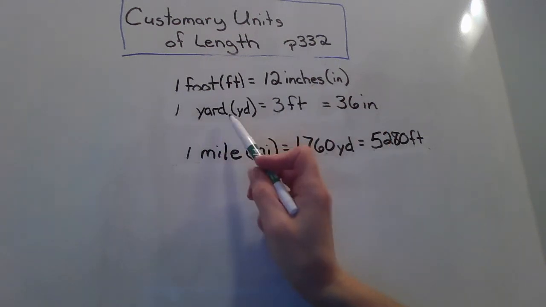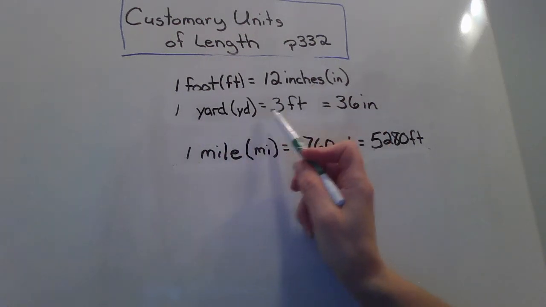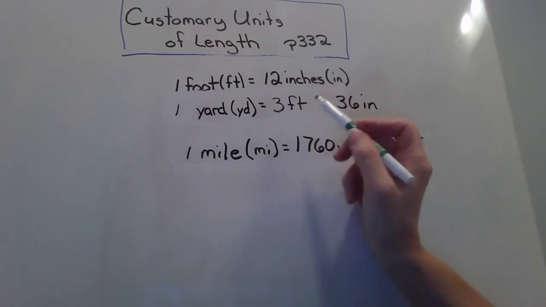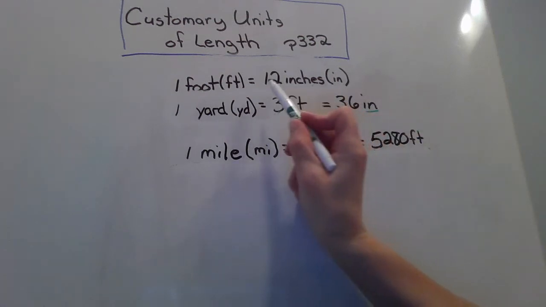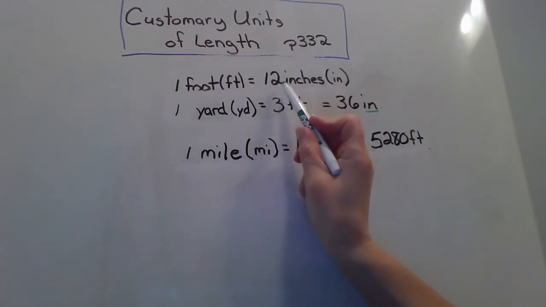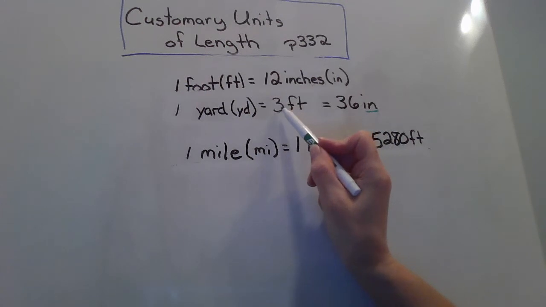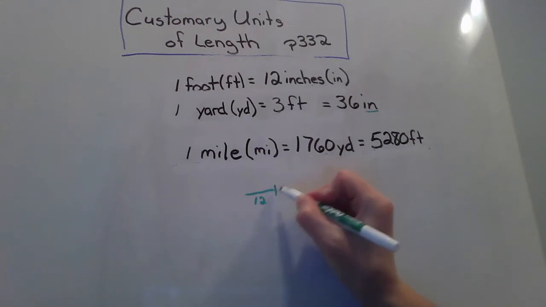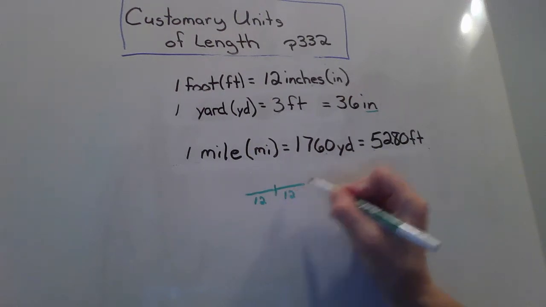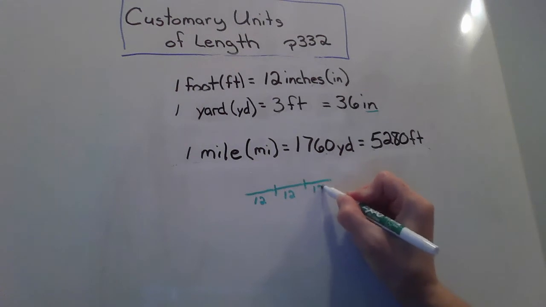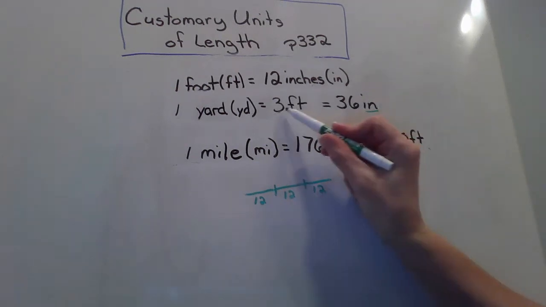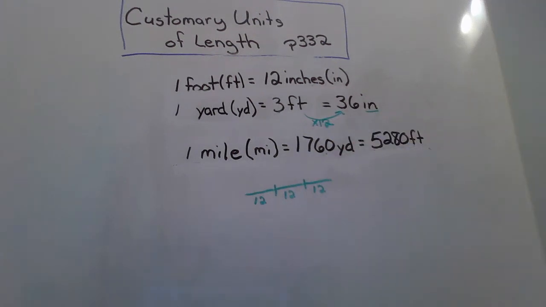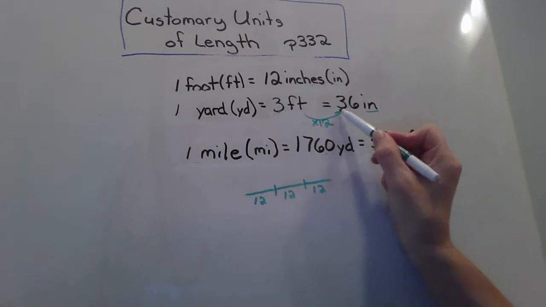We also know that 1 yard, or YD for yard, is the same as 3 feet. So if 1 yard is the same as 3 feet, how do I change it into inches? Well, I go back up here and I look, say, okay, 12 inches is 1 foot. So for every 1 foot, if I were to measure, here's 1 foot, that would be 12 inches. Here's another foot, that would be 12 inches. There's my third foot, that would be 12 inches. So if I had 3 feet, that's the same thing as 3 feet times 12. So when I do 3 times 12, I get 36 inches.